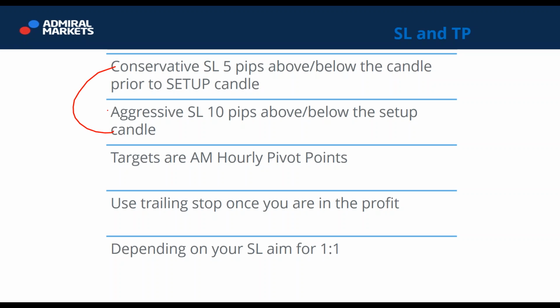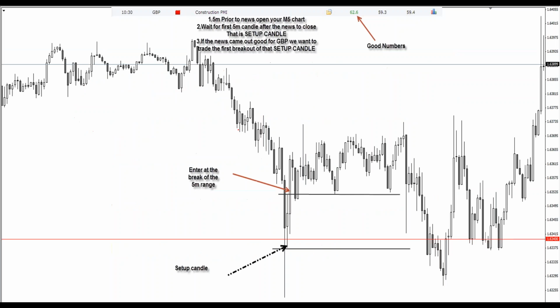Yes, it's the other way around. I mean, this is a typo. Conservative stop loss is 10 pips. Aggressive stop loss, it doesn't matter, it's just the words. So, okay, this is how it goes.